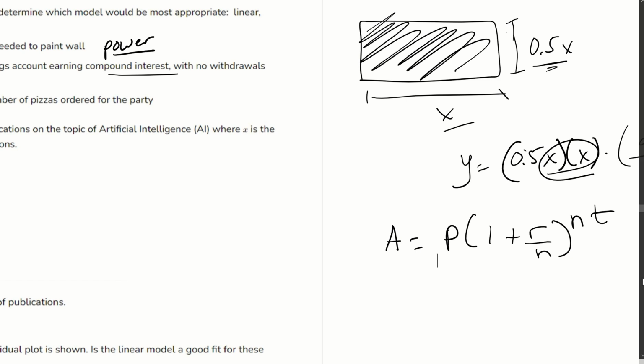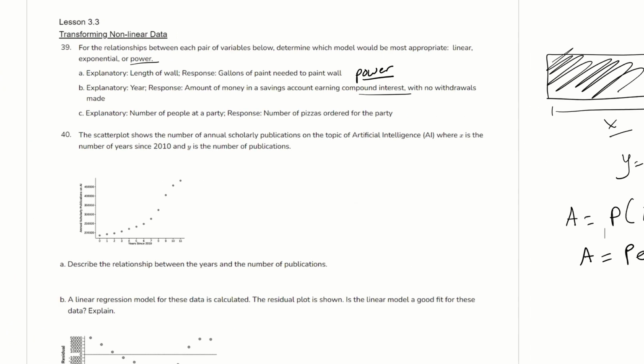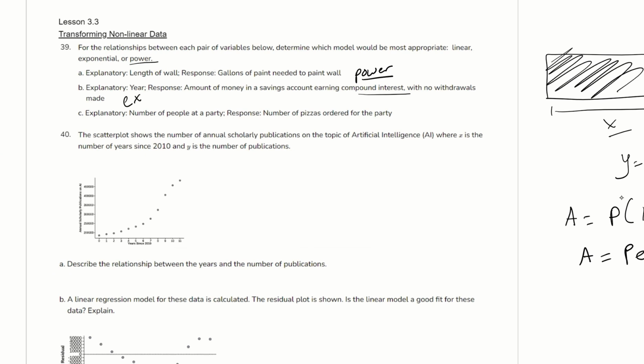And you gain it exponentially. So this is exponential, no doubt about it. And if you have continuous compound interest, then it would be P times E raised to the RT power, where R is the rate of growth, the percentage, and T is the time. So in any case, it's going to be exponential. So number 2 is going to be exponential.